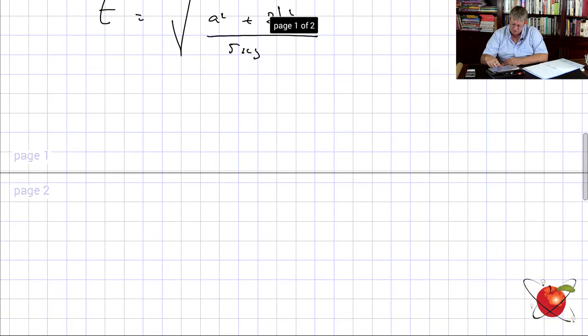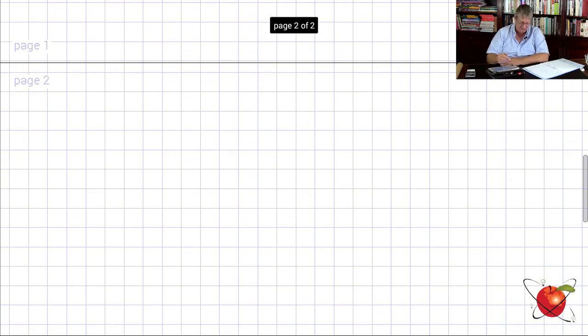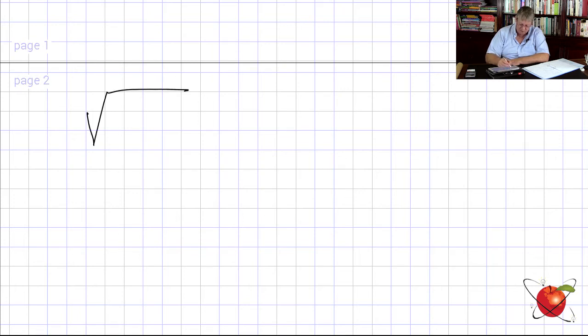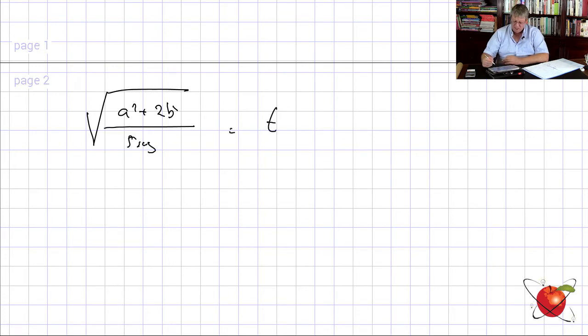Well, first of all, I tend to switch it around, as I said. So I first of all say, therefore, the square root of a squared plus 2b squared over 5xy is equal to t. Now, let's start peeling away the onion. What's the first layer? The first layer is a square root, isn't it? The first layer is this one here.